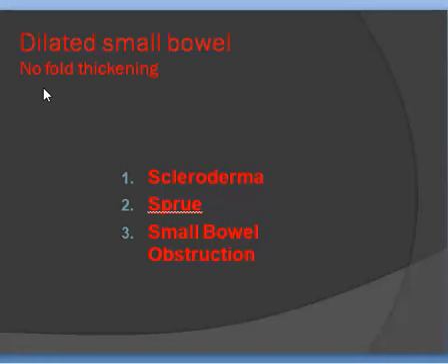Dilated small bowel with no mucosal folds can be seen as in small bowel obstruction, sprue and scleroderma. This is sprue, dilated loops without mucosal thickening.